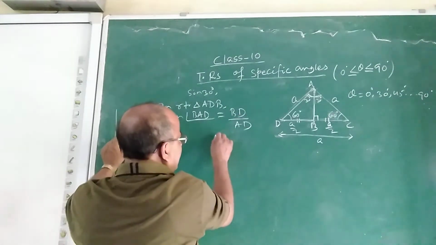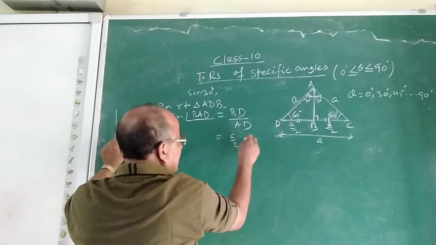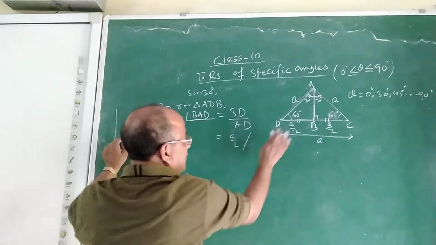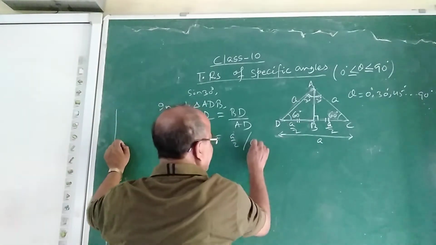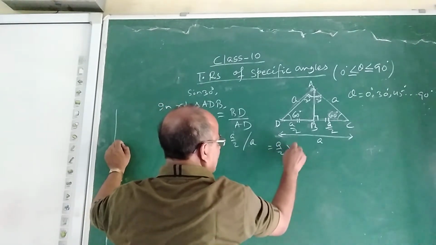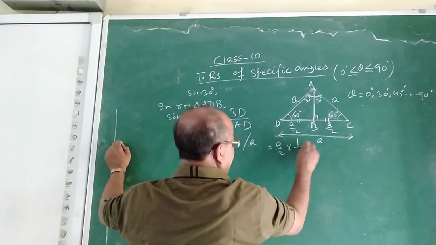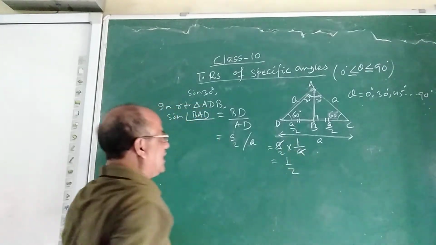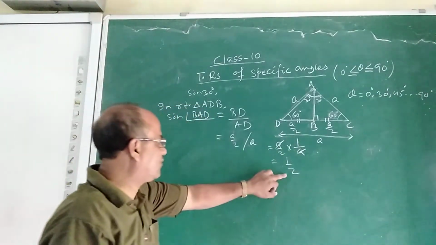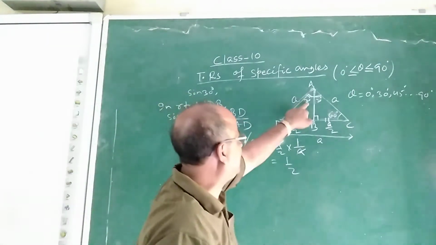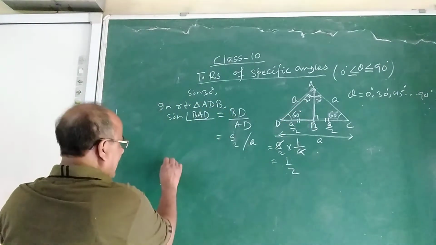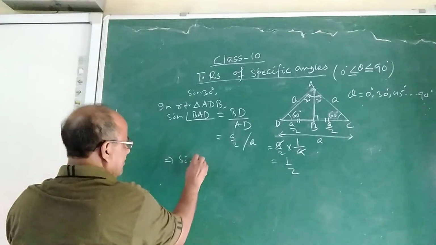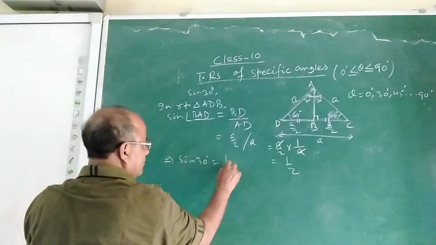And what is the value of BD? BD is A by 2, divided by AD, and AD means A. So A by 2 into 1 by A, the A cancels. Look at the value: sine BAD equals 1 by 2. And BAD is 30 degrees. This implies sine 30 degrees equals 1 by 2. See, children.